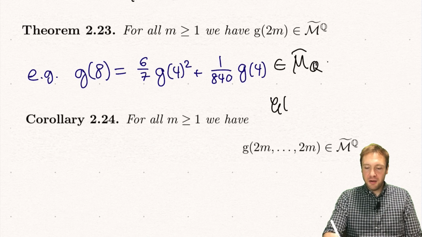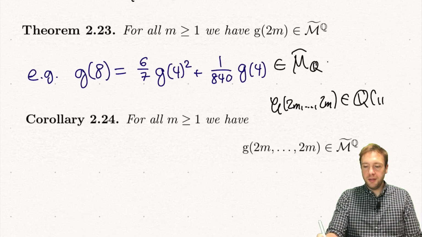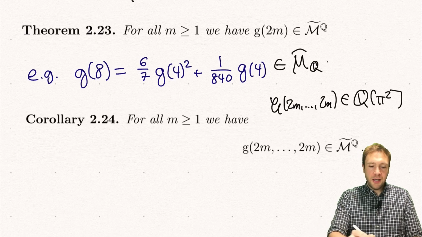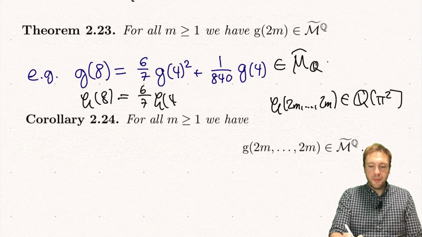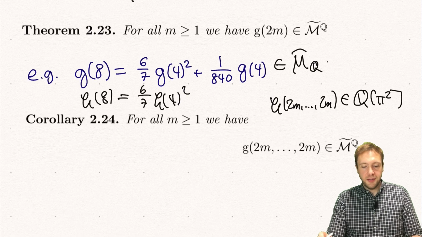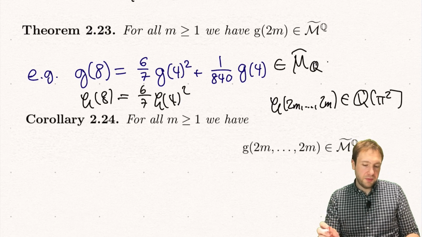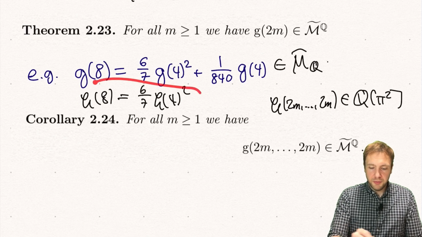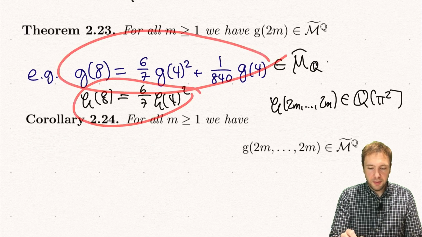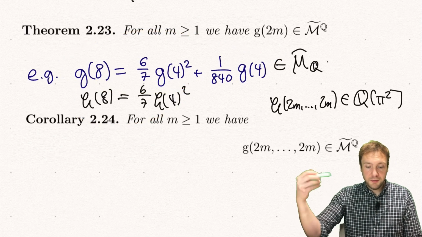which again is an analog of the statement that this is in Q pi squared. And also here you see that this equation can be seen as an analog of that zeta 8 equals 6 over 7 times zeta 4 squared. Because this follows from this by multiplying with 1 minus q to the 8 and then sending q to 1.